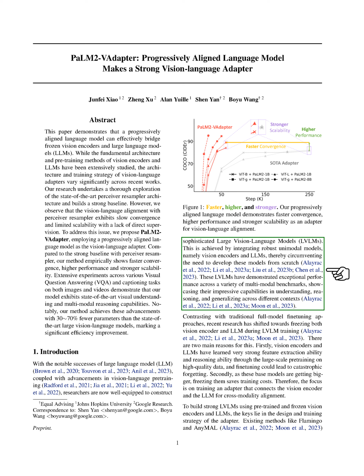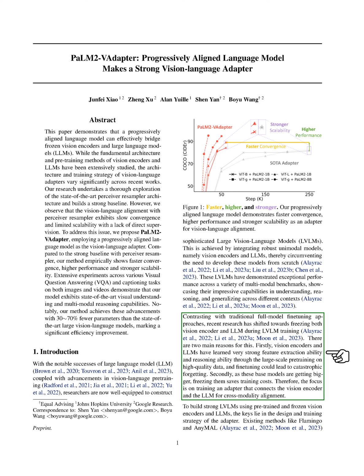These LVLMs have shown outstanding performance in various multimodal tasks, proving their ability to understand, reason, and apply knowledge across different contexts. Unlike traditional methods that fully fine-tune the entire model, recent studies have started to keep both the vision encoder and the LLM unchanged during the training of LVLMs. This approach is based on two main reasons. First, vision encoders and LLMs already possess a strong capability to extract features and reason, thanks to their extensive pre-training on high-quality data. Fine-tuning them might result in losing this valuable knowledge. Second, as these base models grow in size, keeping them fixed during training helps reduce the computational costs.